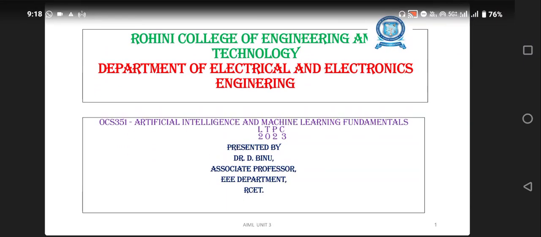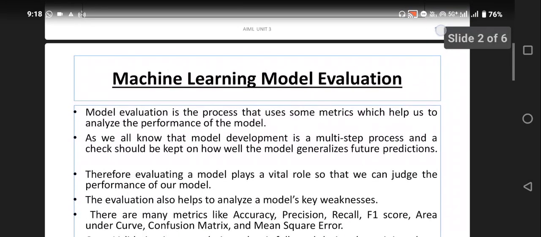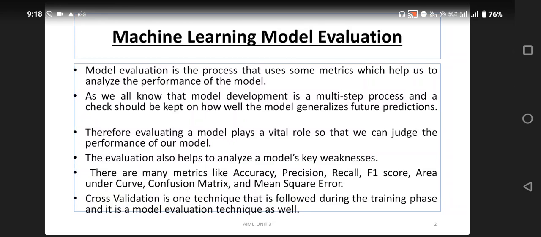I'm Dr. Binu. In the Artificial Intelligence and Machine Learning Fundamentals subject, the fifth topic in the third unit is Machine Learning Model Evaluation. Model evaluation is the process that uses some metrics to help us analyze the model's performance. Model development is a multi-step process.